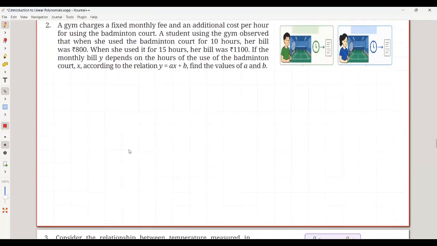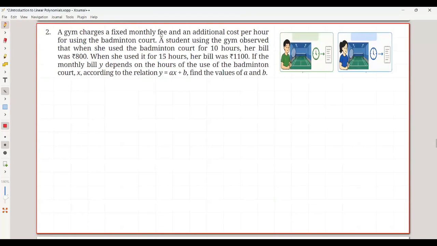Question number 2. A gym charges a fixed monthly fee and an additional cost per hour for using a badminton court. A student using the gym observed that when she used the badminton court for 10 hours, her bill was 800 rupees. Okay, for 10 hours of badminton court, the bill was 800. When she used it for 15 hours, her bill was 1100 rupees.